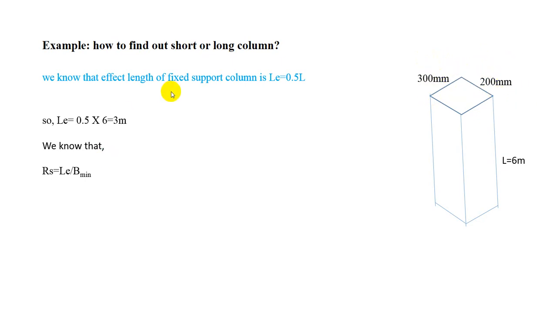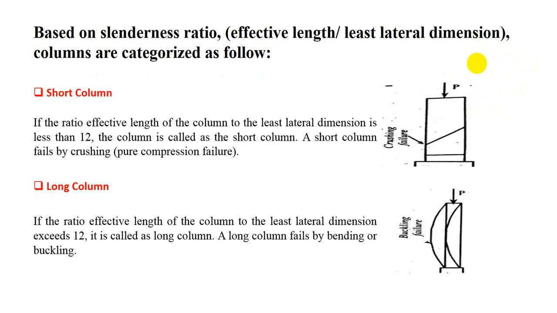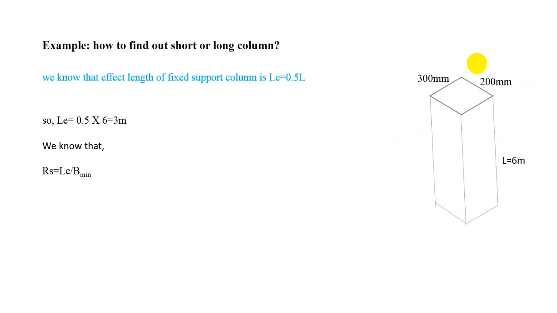So we have seen our definition that the least lateral dimension, if we look back here. What is the least lateral dimension? The least lateral dimension will be 200.